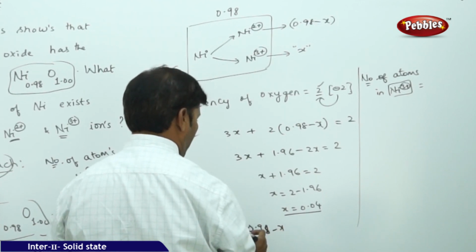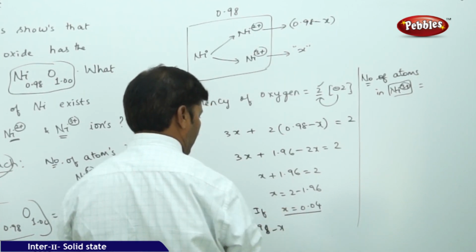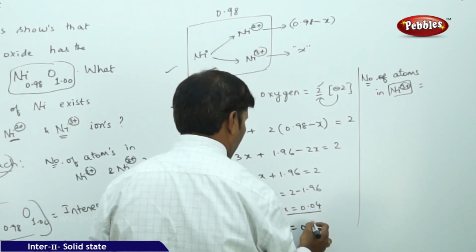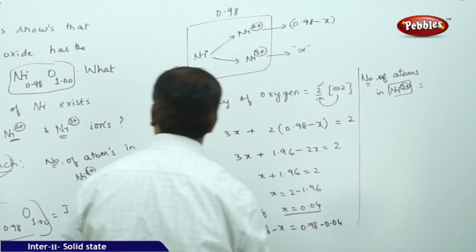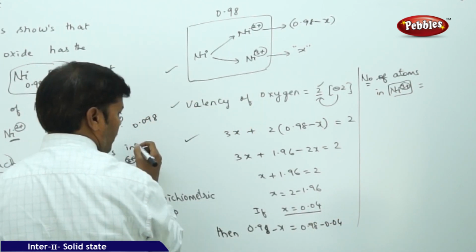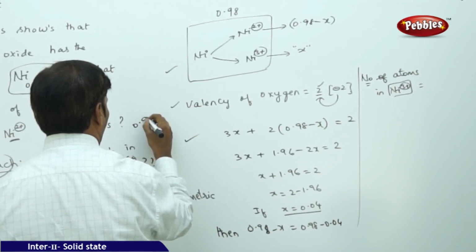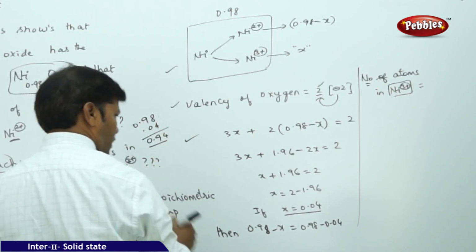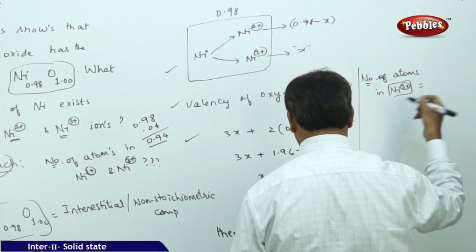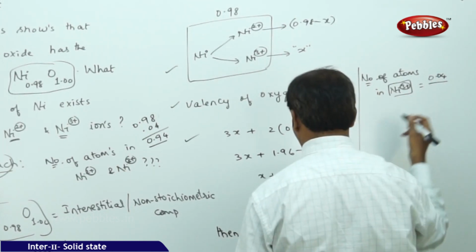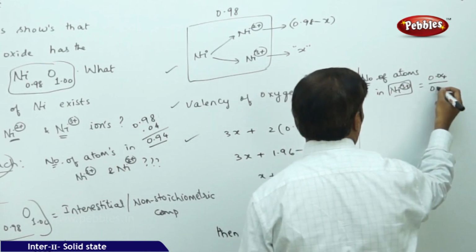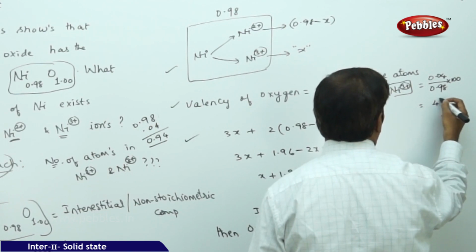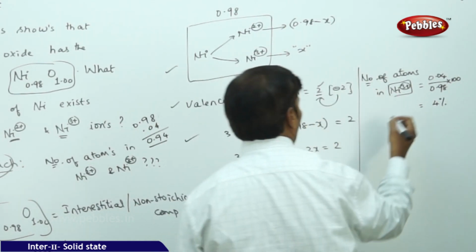0.98 minus x, if x is 0.04, then 0.98 minus x is equal to 0.98 minus 0.04, so that is going to become 0.94. So in the case of Ni3+, 0.04 divided by the total 0.98 into 100. Upon simplification, approximately, you get nearly 4%.